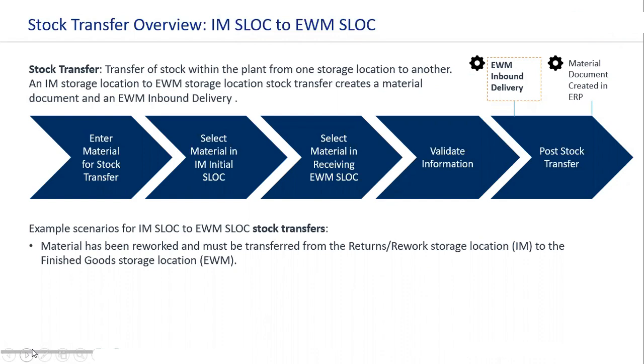So the transfer of stock within the plant from one storage location to another, an IM storage location to an EWM storage location, stock transfer creates a material document and an EWM inbound delivery. So an example scenario, material has been reworked and must be transferred from the returns or reworked storage location that could be managed at the inventory management level, and it's being sent to the finished goods storage location.